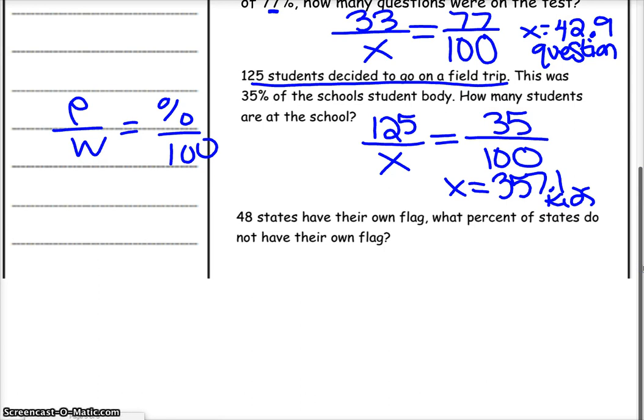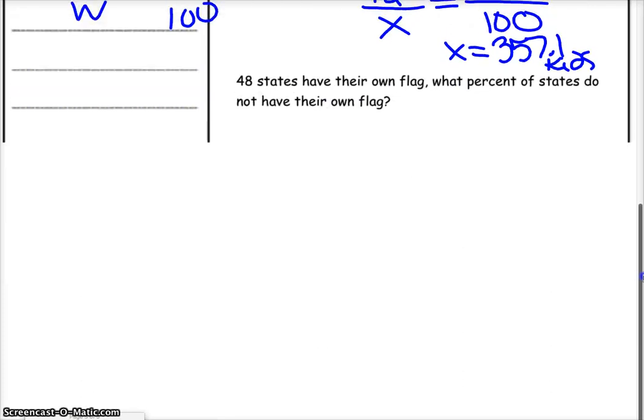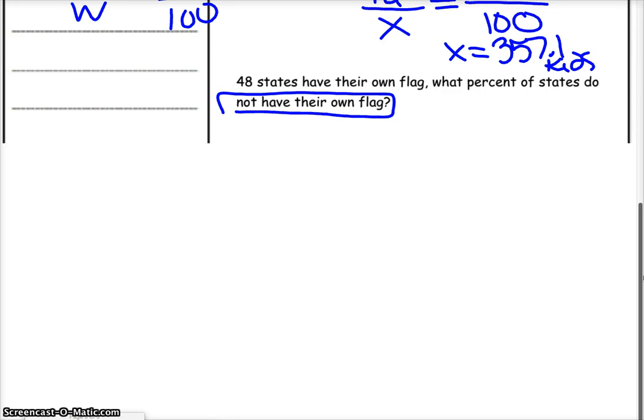48 states have their own flag. What percent of the states do not have their own flag? So if 48% have it, how many don't? Thomas? Okay, but if 48 states have it, then 2 states don't, right?